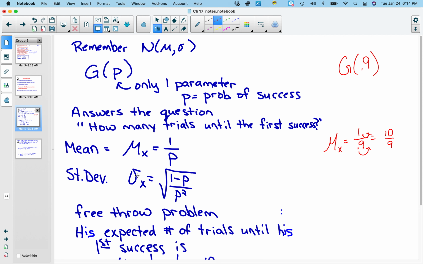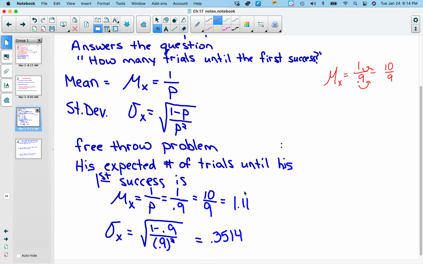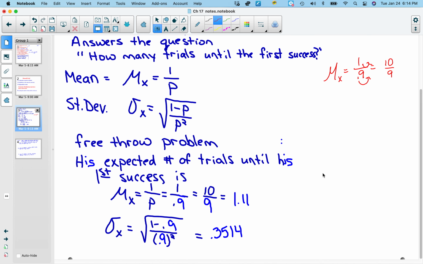Then the standard deviation. Oh, there it is. For the standard deviation, you have a formula here: the square root of 1 minus P over P squared. If you check your yellow formula sheet, I'm pretty sure those are on there. If you plug in the value to get the standard deviation for our free throw problem, you get 0.3514. Those are the formulas that you'll use for the mean and standard deviation of a geometric model.